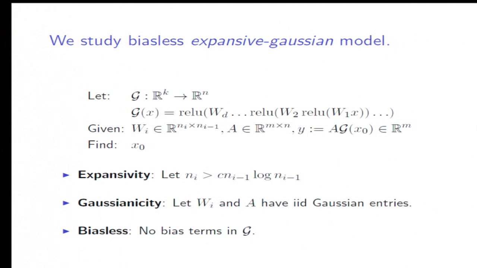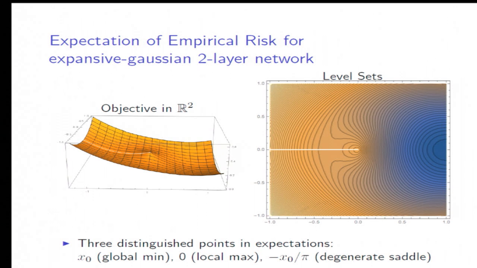The W's don't have to be independent across layers, they just have to be Gaussian. It's also the biasless setting. Okay, so the setting is clear, so what do we have to do? We basically have to study that squared loss that I set up before, and the way this paper does that is to study the landscape.